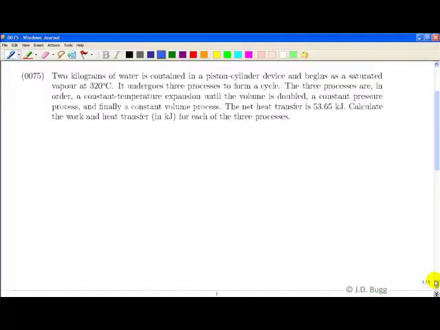Here's another example we can try. Let's start by looking at our given information. So we'll read through the problem and summarize what we have here. 2 kilograms of water contained in a piston cylinder device begins as a saturated vapor at 320 degrees C. So lots of information in there.